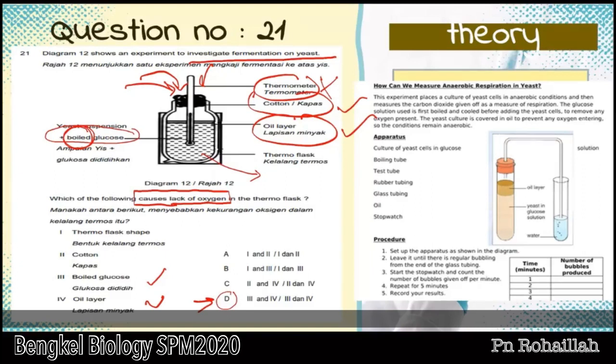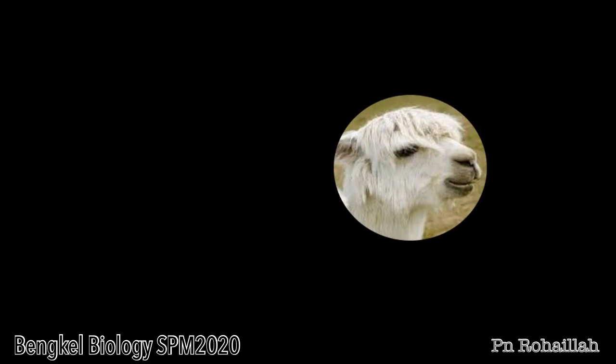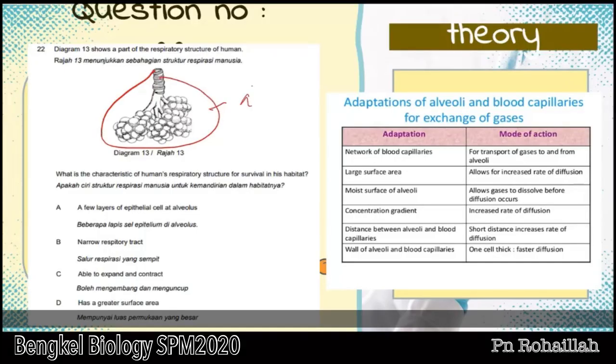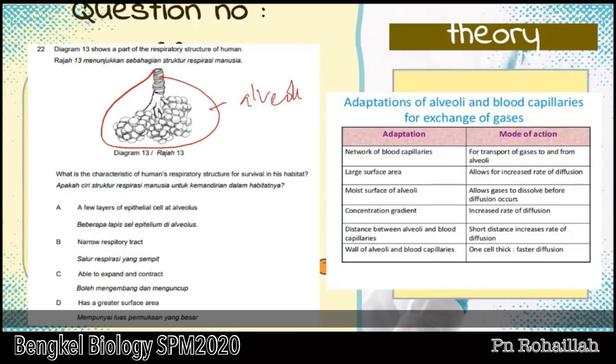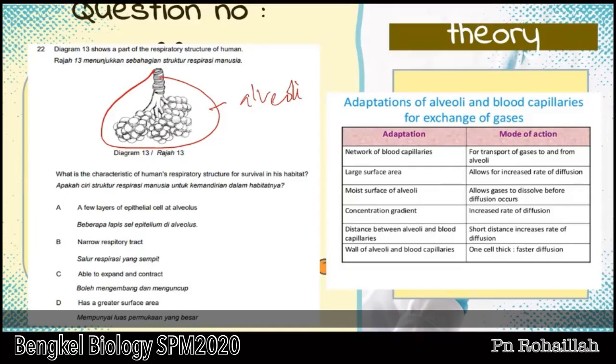Boleh? Okay, next. Question number 22. Alright. Diagram 13 show a part of respiratory structure of human. What is the characteristic of human respiratory structure for survival in his habitat? So you look here. This is the alveoli. Tulis sikit. So alveoli, dia kecil-kecil. Dia small, very small. It look like macam biji grapes. Tapi grape besar. Dia very small lah. Okay. So what is the adaptation? Okay, adaptation here.